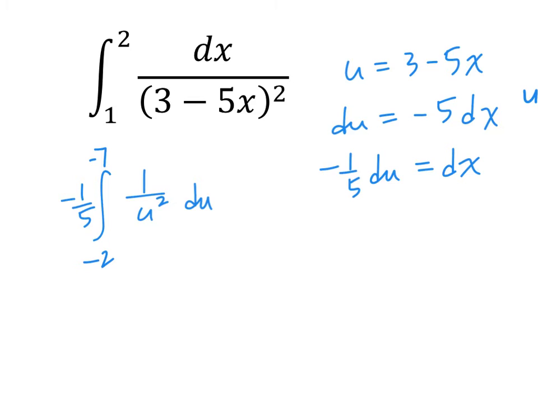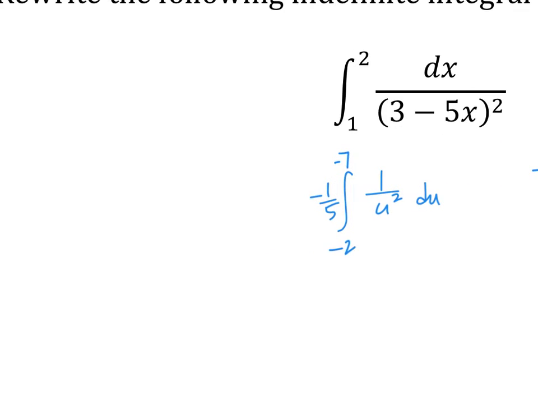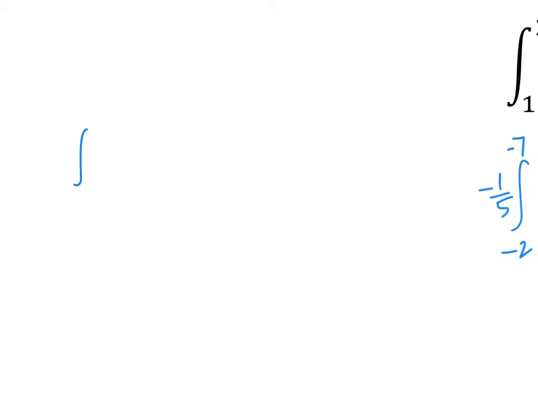No, because we always integrate with the smaller number first. So how do I switch them so the smaller number goes first? FTC part 1. Negative. It's one of the rules of integrals. If you have the integral from a to b of f of x, and for some reason you want to switch it so it's b to a, you have to make it negative.